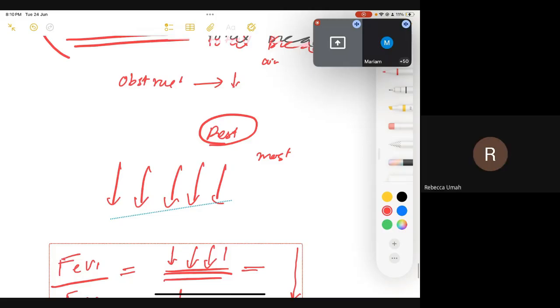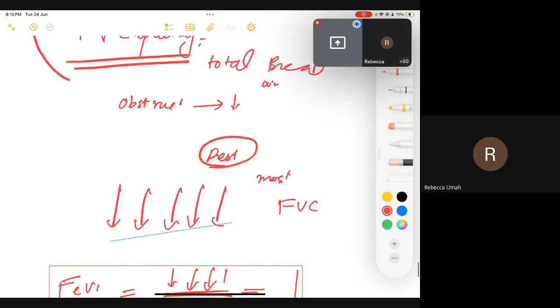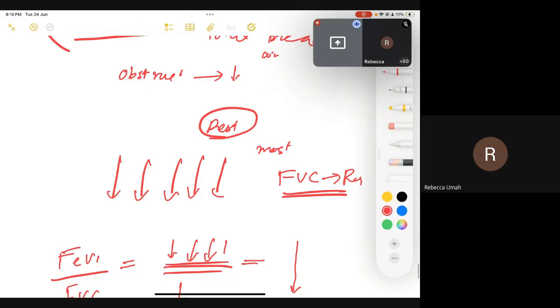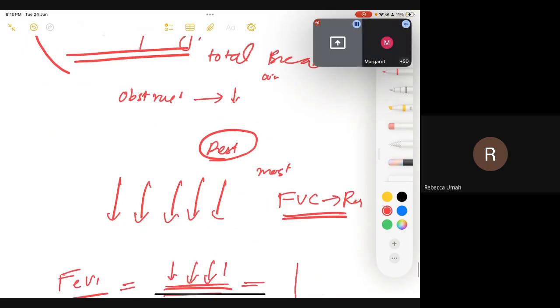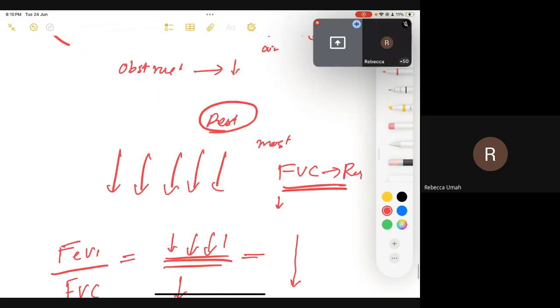Okay, what would happen to FVC in case of restrictive lung diseases? Again, the idea is really simple. In the first place, we are bringing less air into the lungs, right? So the total air which we are expiring is going to be less. So obviously, the FVC is going to be less.